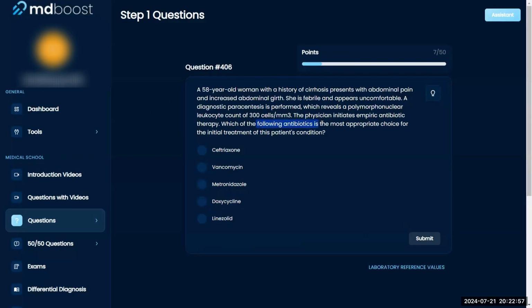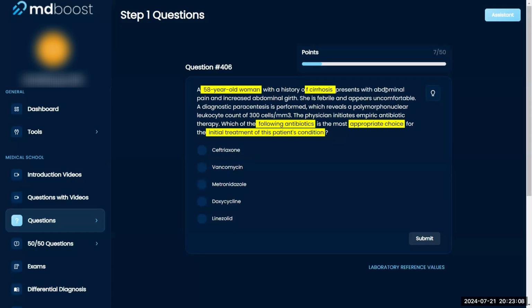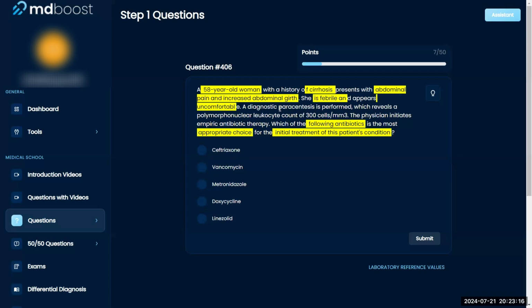Which of the following antibiotics is the most appropriate choice for initial treatment? A 58-year-old woman has a history of cirrhosis, presents with abdominal pain and increased abdominal girth. She is febrile and appears uncomfortable. Diagnostic paracentesis is performed, which reveals a polymorphonuclear leukocyte count of 300 cells. The physician initiates empiric antibiotic therapy.